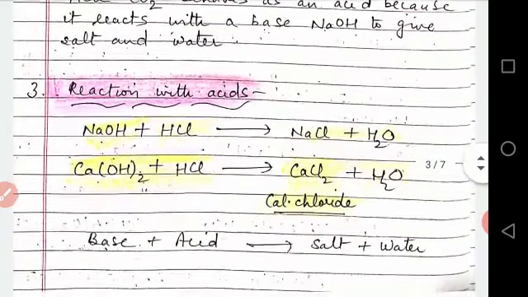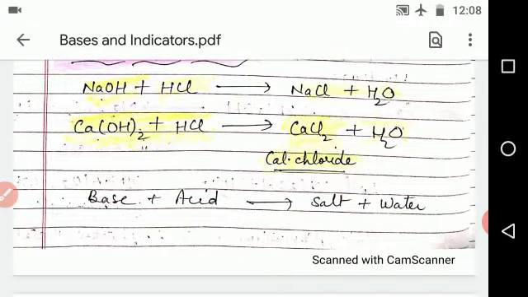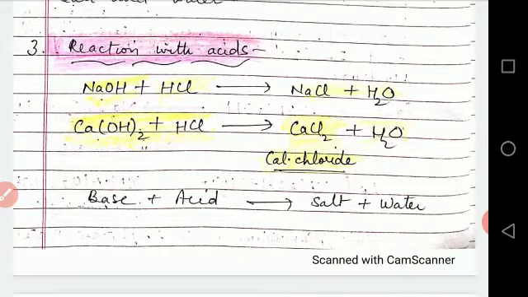Third reaction is reaction with acids. NaOH plus HCl gives NaCl plus water. Calcium hydroxide plus HCl gives calcium chloride plus water. Means whenever a base reacts with an acid, it forms salt and water. This reaction is called neutralization reaction.